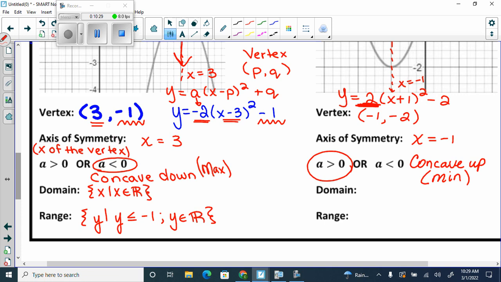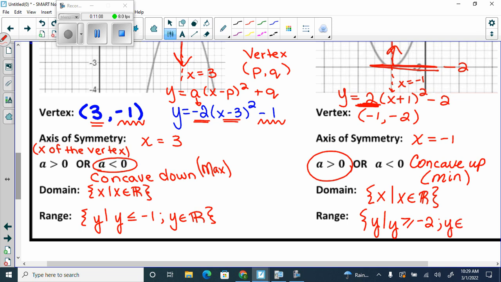What's the domain if it's concave up? It's doing this or it's doing this. What's my domain? X such that x is an element of the reals. So the set of, that's what this squiggly bracket means, x values, because the domain is x values, such that, straight up and down line, x is an element of the reals. What's my range? What's my lowest y? -2 or up, which is greater or less? Greater. So it's going to be y such that y is greater than or equal to -2, y ∈ R.